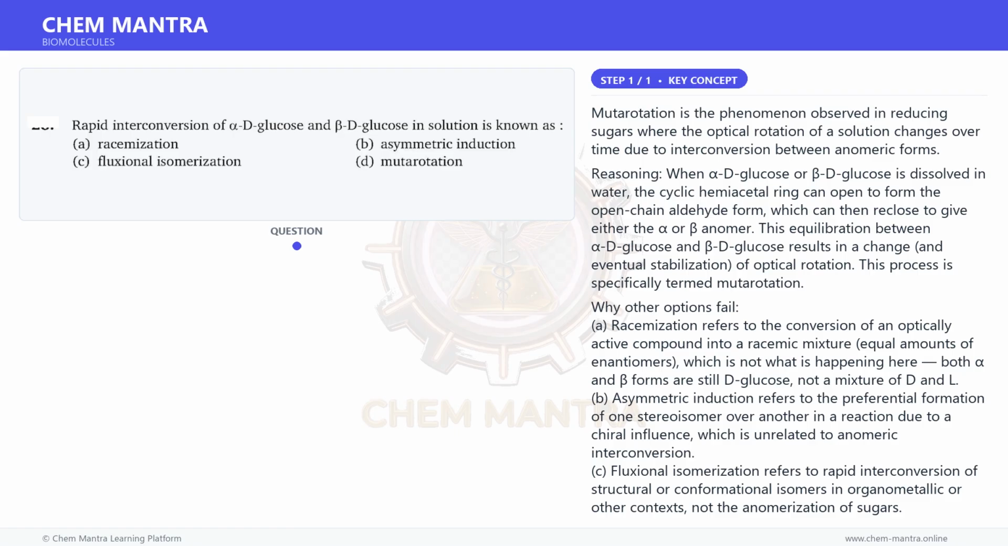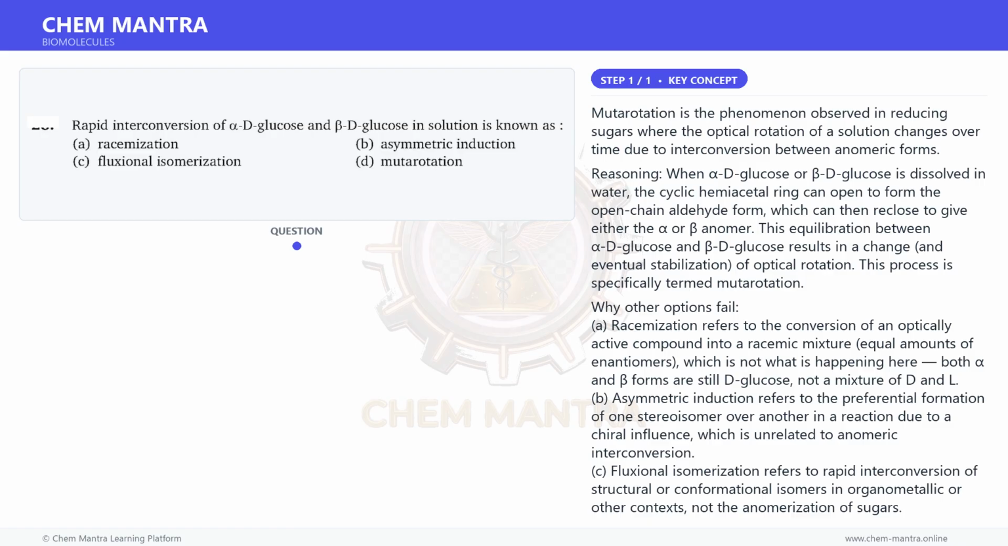Racemization refers to the conversion of an optically active compound into a racemic mixture, equal amounts of enantiomers, which is not what is happening here. Both alpha and beta forms are still D-glucose, not a mixture of D and L.